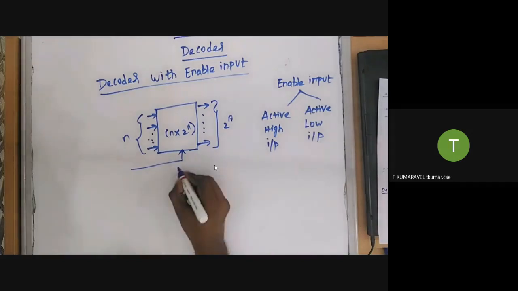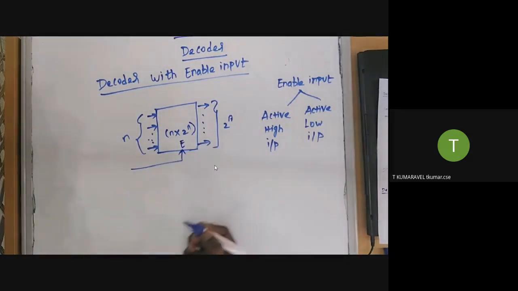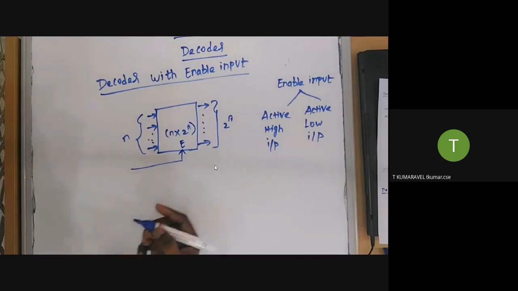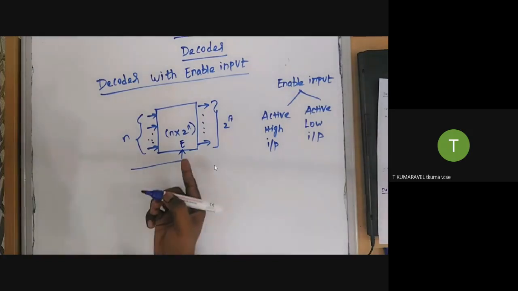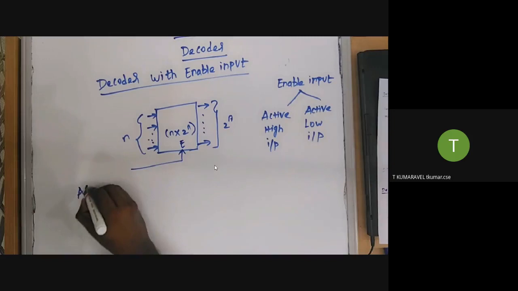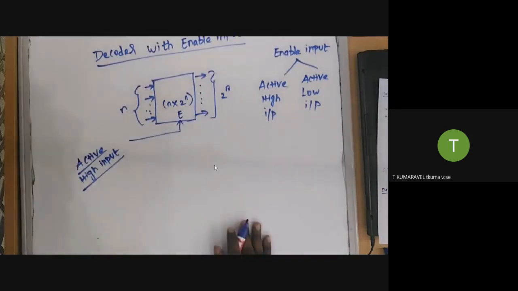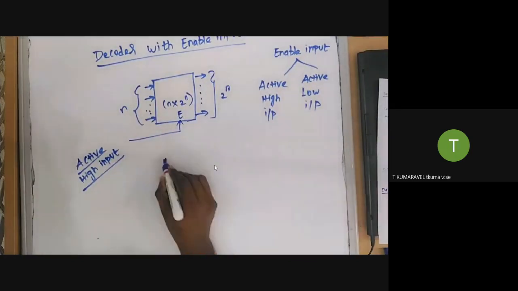This is called E. We are going to provide a certain input value for E. I will tell you what active high and active low are. In the first case, I'm going to take active high input. So what is the meaning of active high input? I'm taking the decoder.